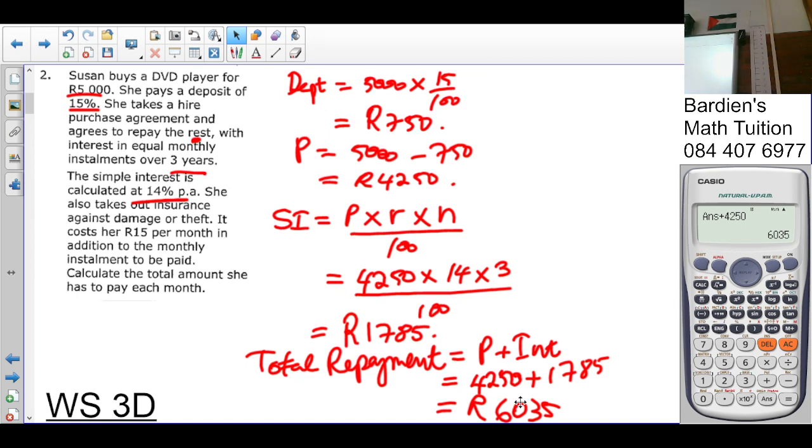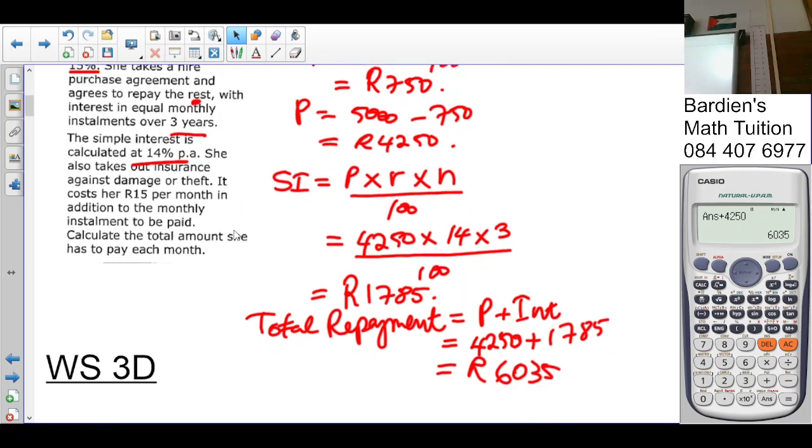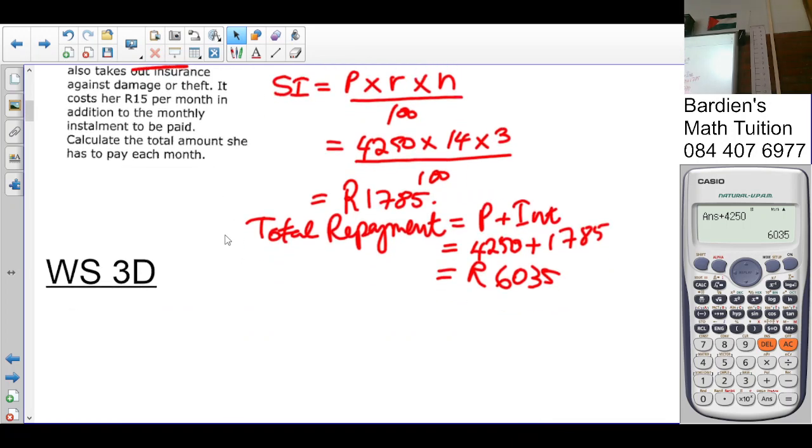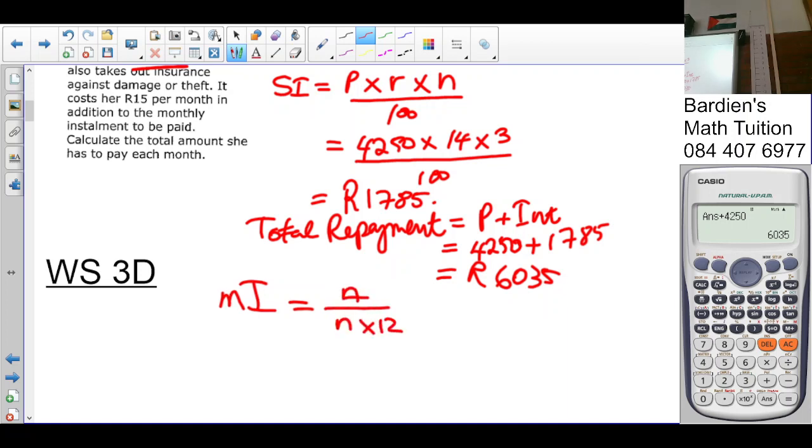So what amount is that? That's the amount that Susan needs to pay back in total. Not so? But the question is, what is a monthly installment? So remember I told you how to work out the monthly installment? It's going to be A over n times 12. The total repayment is the A value I'm talking about. Your final amount.